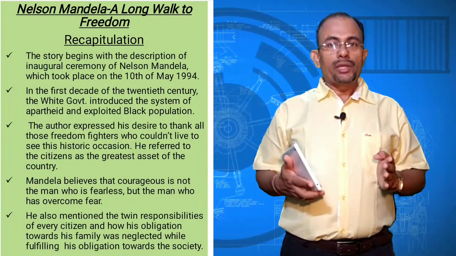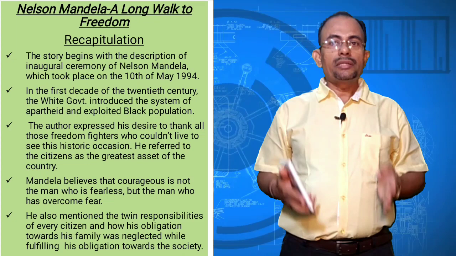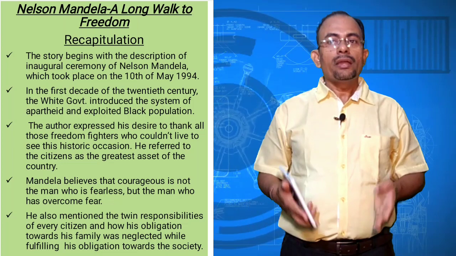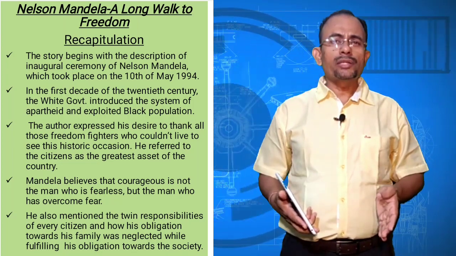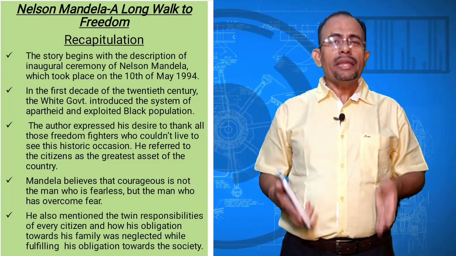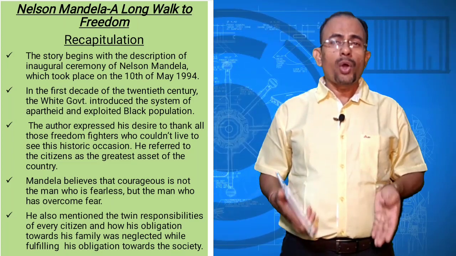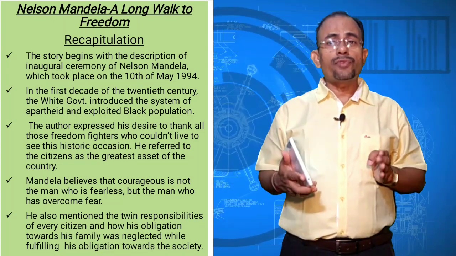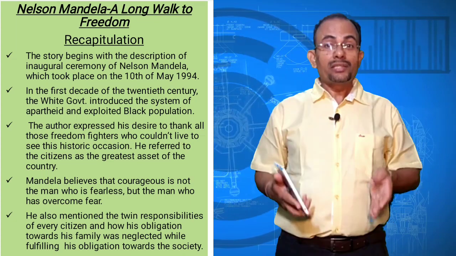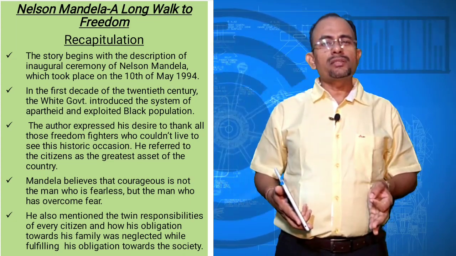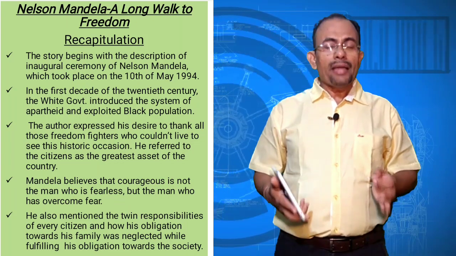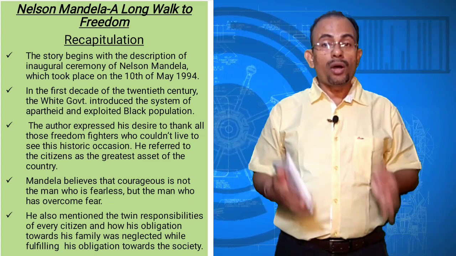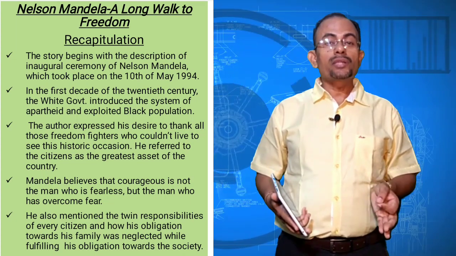Now let's recapitulate. The story begins with the description of the inaugural ceremony of Nelson Mandela, which took place on the 10th of May 1994. In the first decade of the 20th century, the white government introduced the system of apartheid and exploited the black population. The author expressed his desire to thank all those freedom fighters who couldn't attend this historic occasion. He referred to the citizens as the greatest asset of the country. Mandela believes that a courageous person is not the one who is fearless, but the one who has overcome fear.